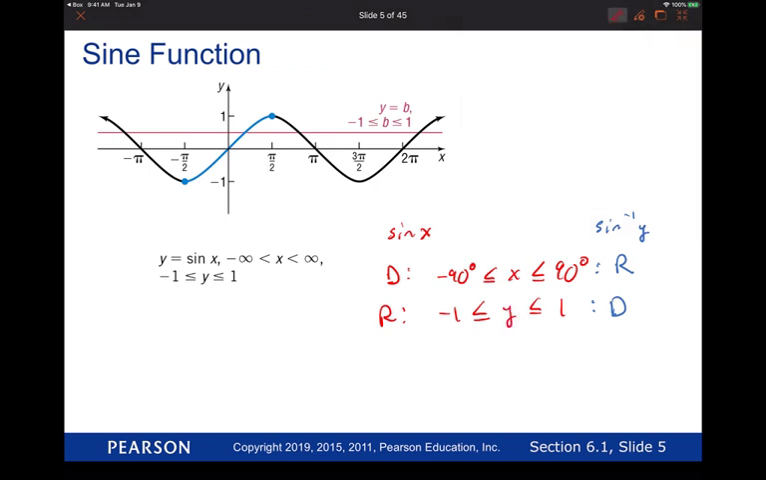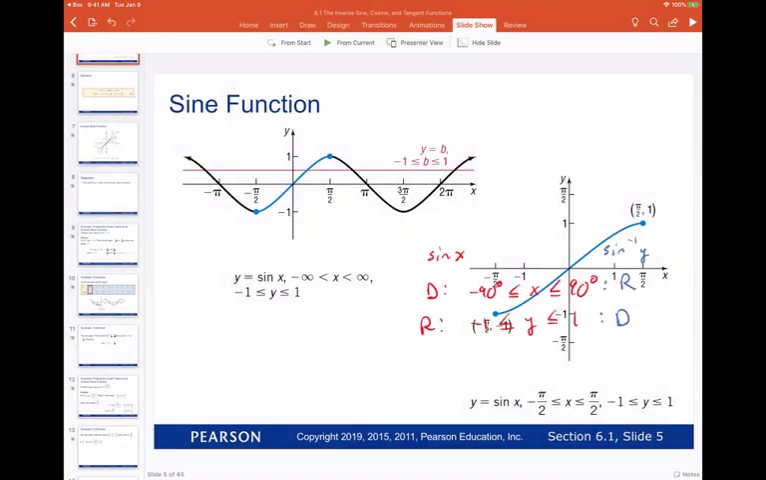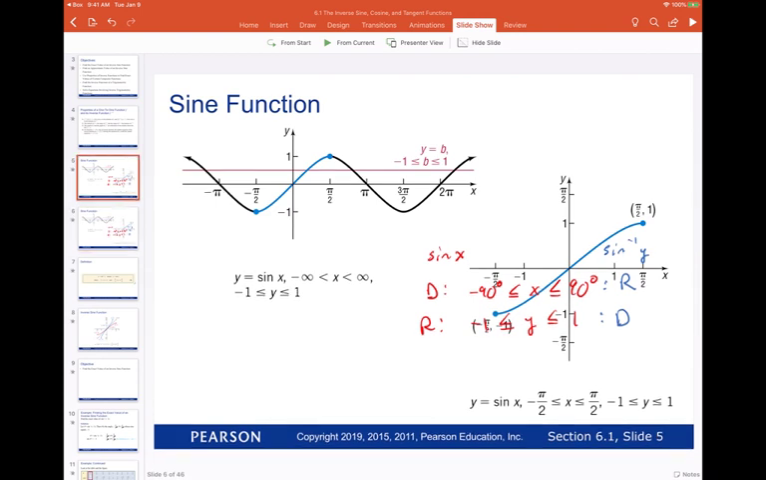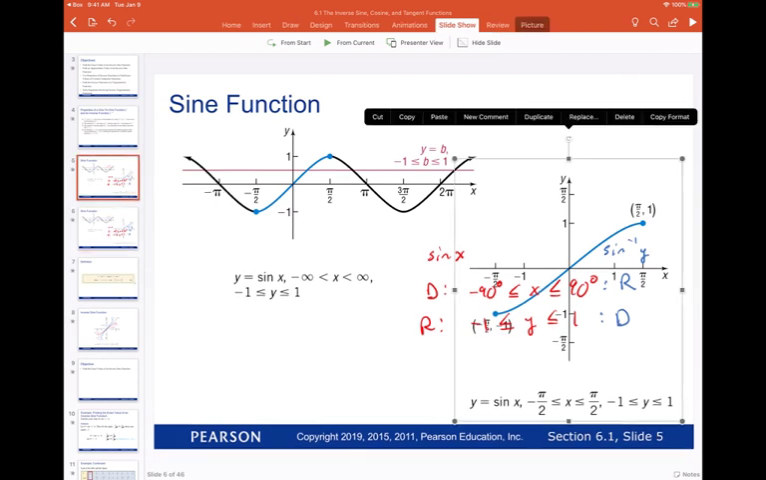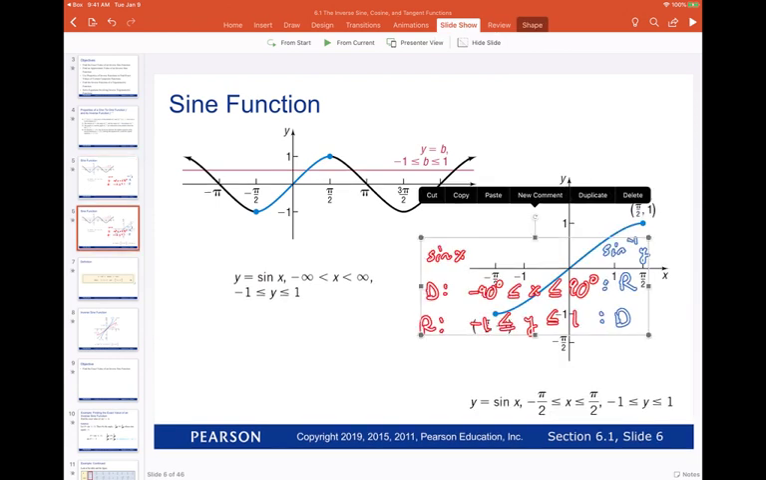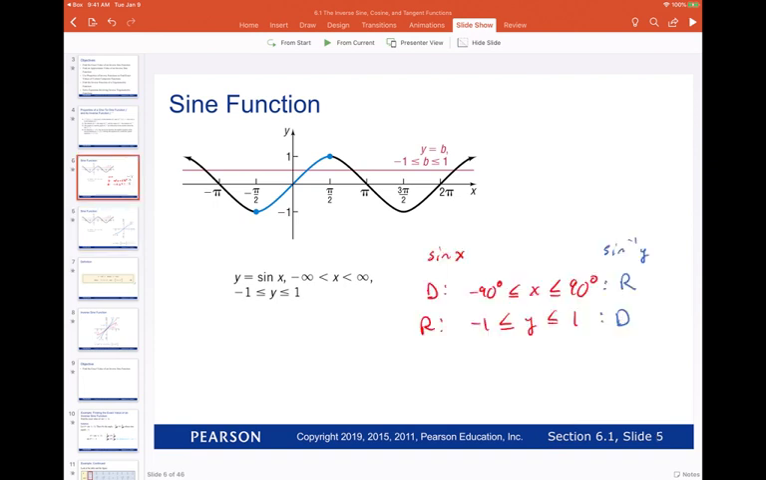So now when we do inverse sine, the domain is on the bottom and the range is on the top. Let me do my duplication technique. That actually worked. So this one, I want to get rid of this thing, and this one, I want to get rid of this. Delete. That's good enough.